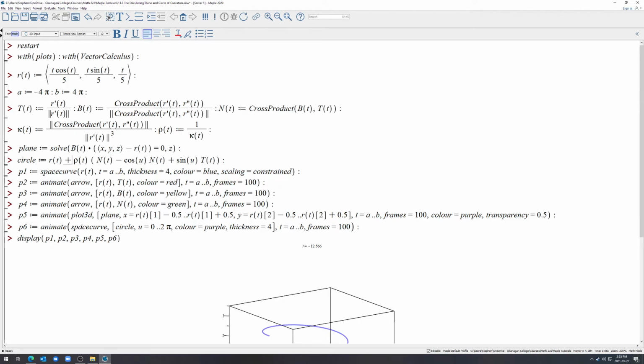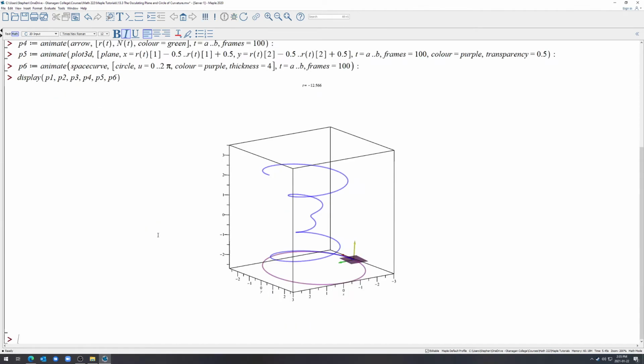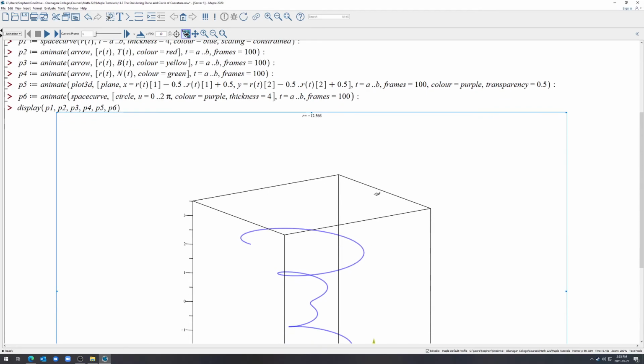I'm plotting that down here. Space curve, circle, purple, and here we go. I've got 100 frames of animation. It might take a moment to calculate all of this. Lots of plots, all displayed at the same time, just to make a pretty little animation. Somewhat pretty. Let's just see. Make this as big as I can.